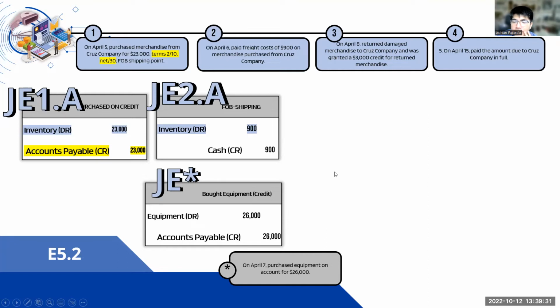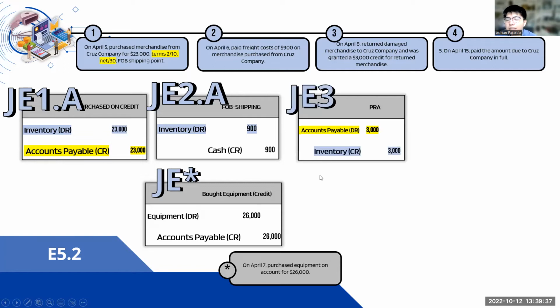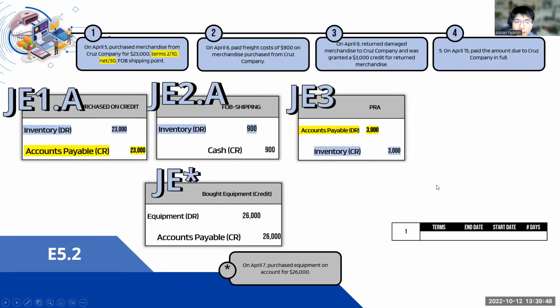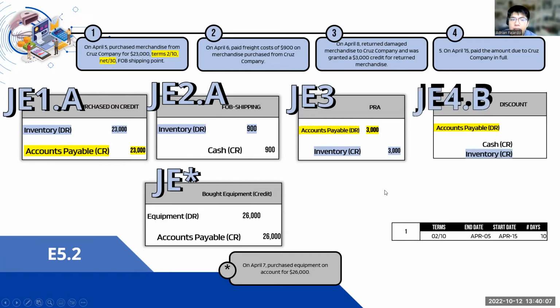For number 3, basically it's all about purchase returns. So our journal entry for this would be debit accounts payable, credit inventory for the 3,000 of the merchandise sold. And then finally, again, this is a purchase discount question wherein we paid in full. So again, we ask ourselves, pasok ba in terms of the terms. 2/10, what are the relevant dates? April 5 and April 15. 6, 7, 8, 9, 10, 11, 12, 13, 14, 15. 10 days. So pasok, we avail of the discount. So again, we write down the purchase discount entry, which would be debit accounts payable, credit cash, credit inventory.